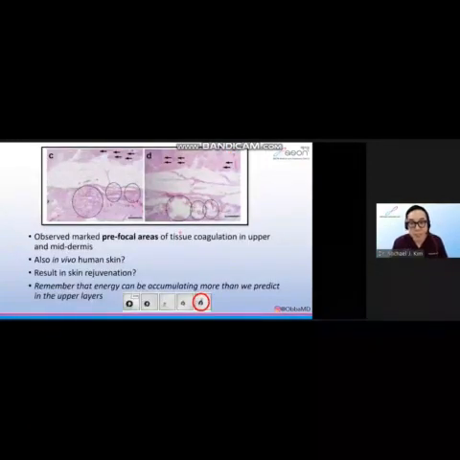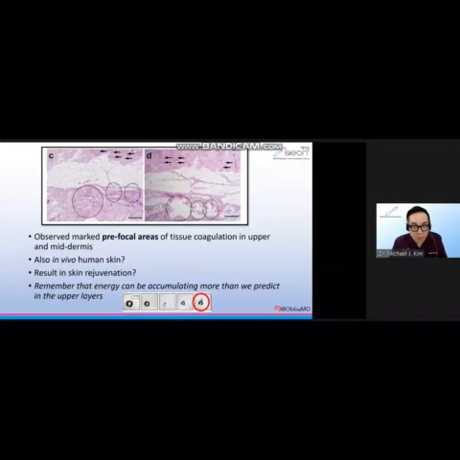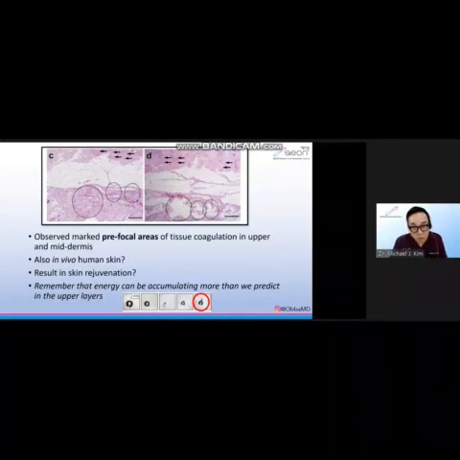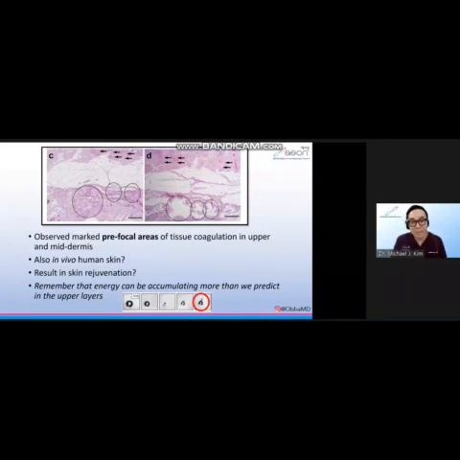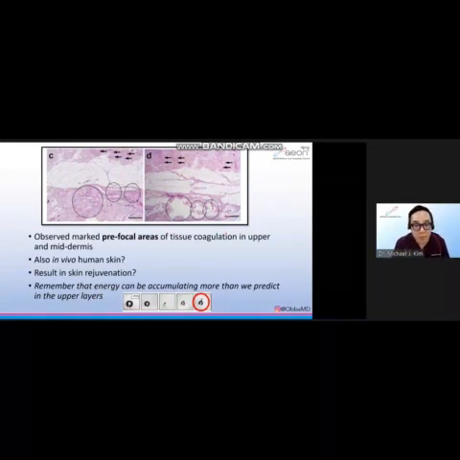And in addition, interestingly enough, it was observed that there are areas above the targeted TIZ areas, which are here. You can see some tissue coagulation where the arrows are. So the question arises whether this happens in in vivo human skin, and if so, does it lead to skin rejuvenation or not? It is important to remember that energy can accumulate more than we think in layers above the targeted depth due to this nonlinear and acoustic cavitation energy, which I explained earlier.